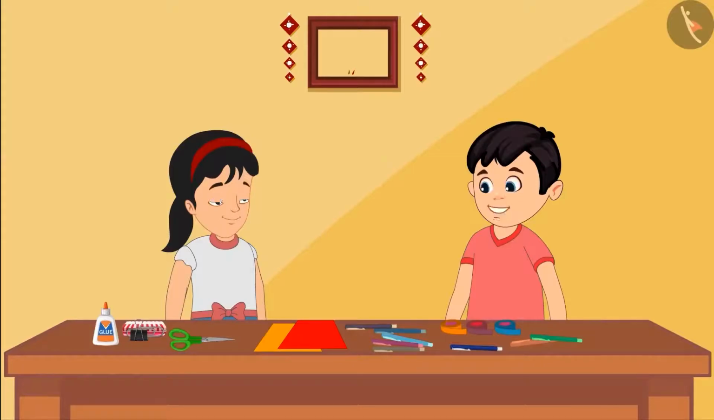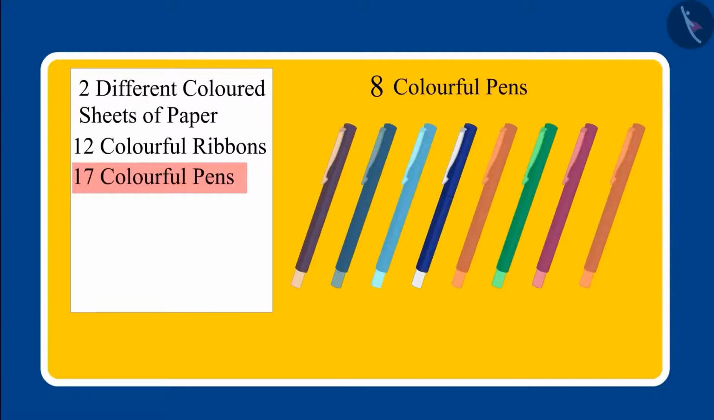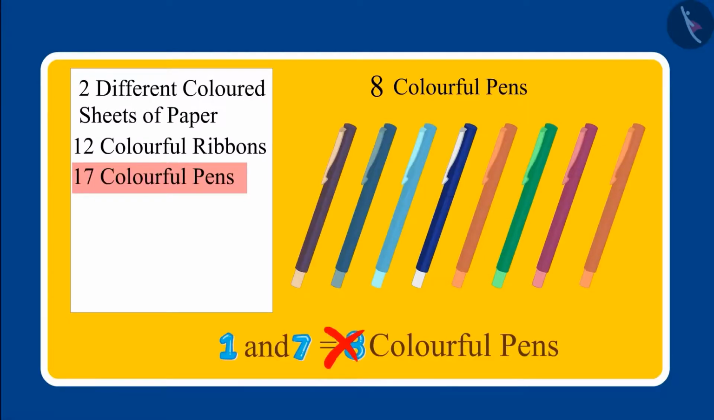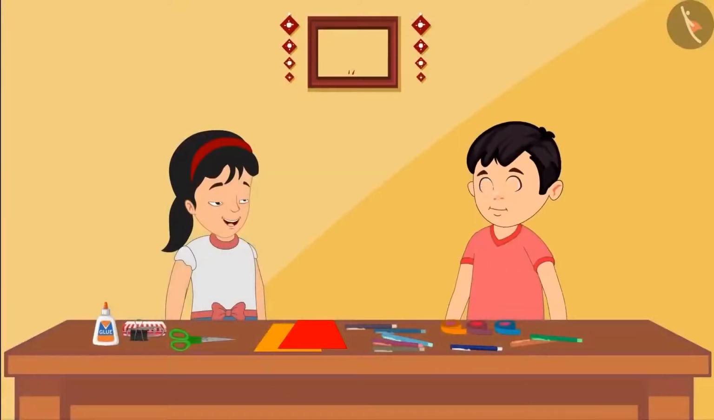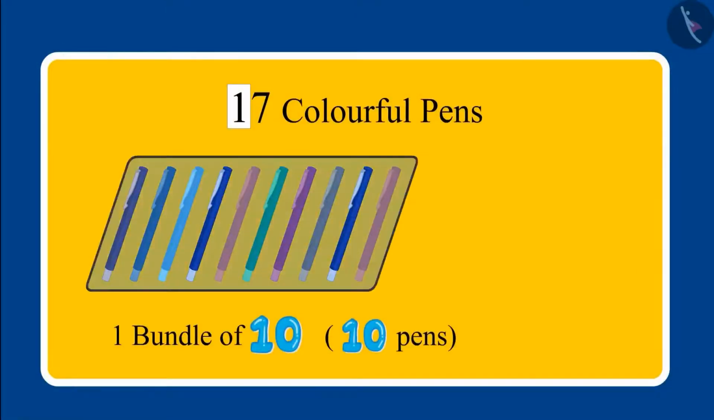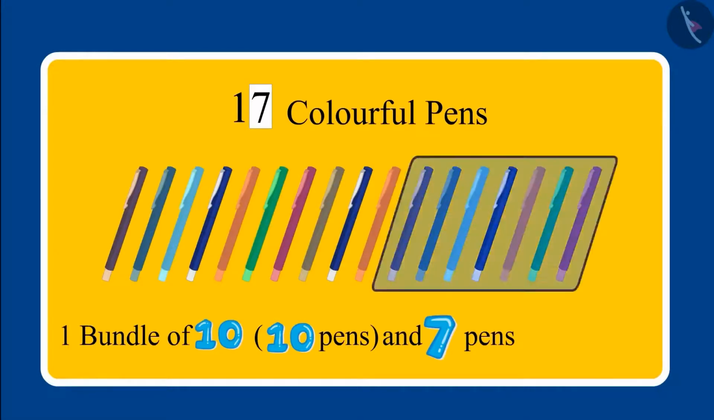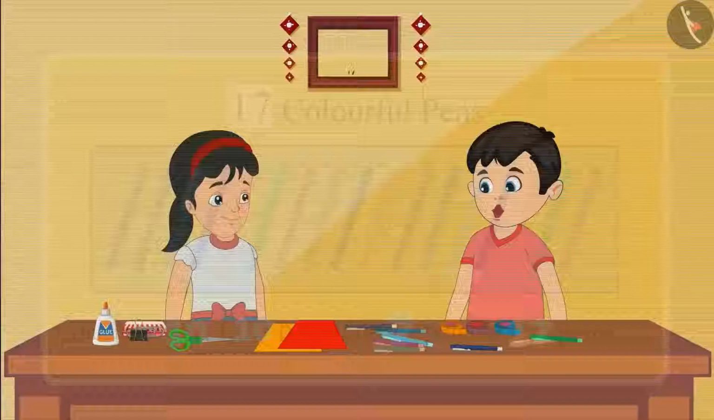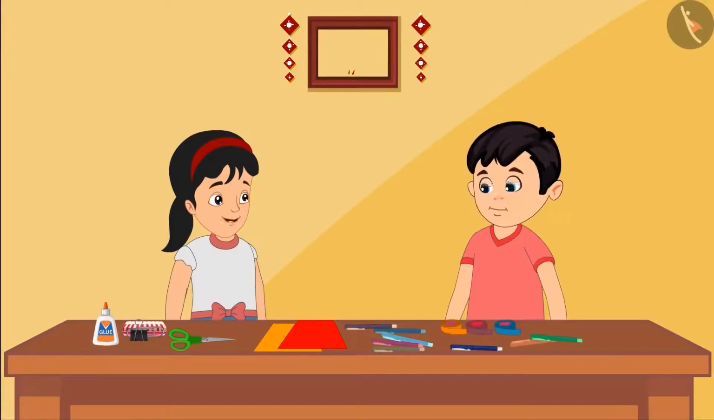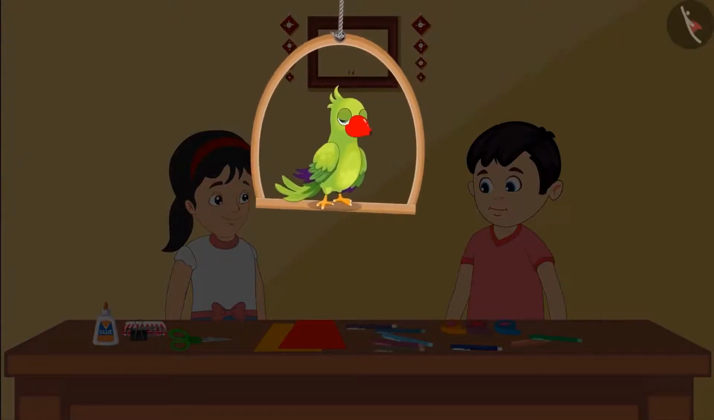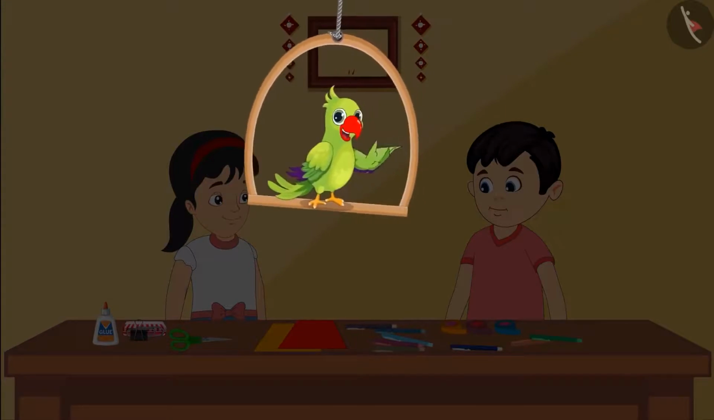Understood? Oh, I see. Oh no, I read the number of pens also incorrectly. I added 1 and 7, and that's why I got 8 pens. So now can you tell me the correct number of pens? Yes, 1 means 1 bundle of 10, and 7 means 7 more pens. So total 17 pens. Right, Pinky? Yes, Chotu, you are absolutely right. Come on, I will quickly go and get more pens and ribbons. Okay, Chotu, thank you. So children, now even you can read 2-digit numbers correctly like Chotu, right?